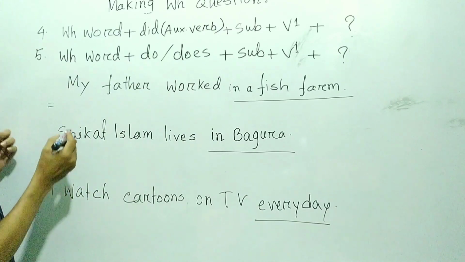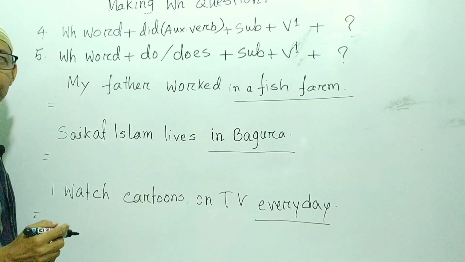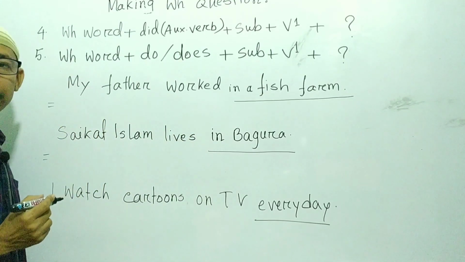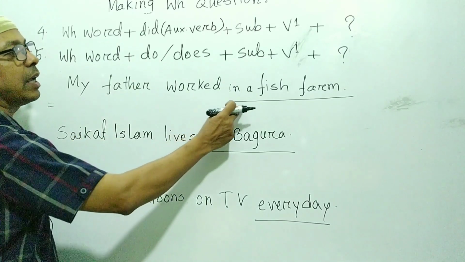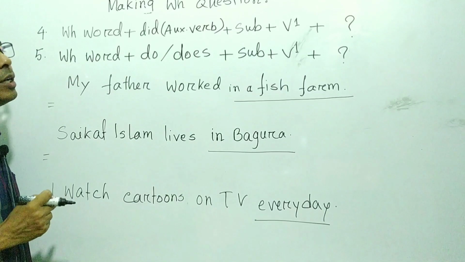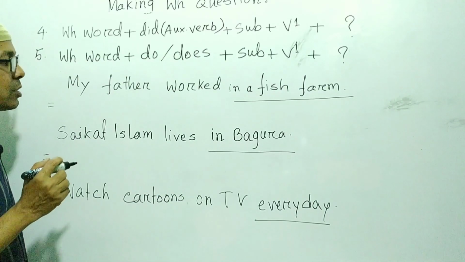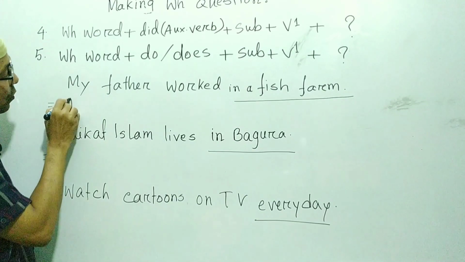So look at the first sentence. My father worked in a fish farm. So look at the underlined word at first, in a fish farm. Here you can see it indicates a place. So what will the WS word be? Yes, the WS word will be where.